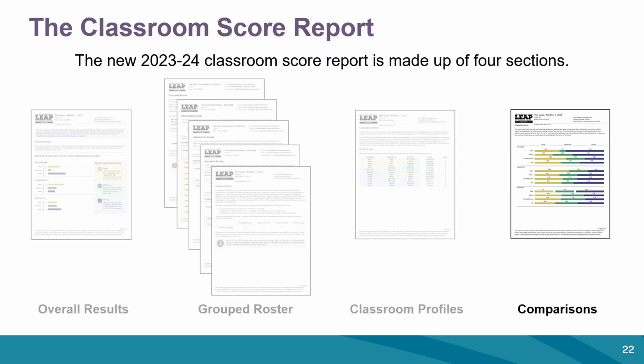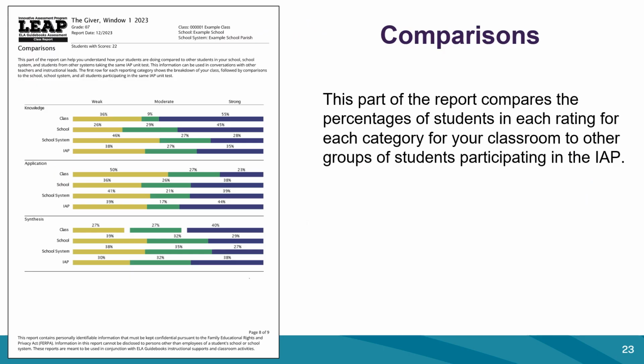Finally, we'll take a look at the comparison section. The final section, comparisons, compares the class to the school system, and all of the students taking the IAP. Each row in this report provides the percentage of students in each performance level, strong, moderate, and weak, for a group of students for a given reporting category.